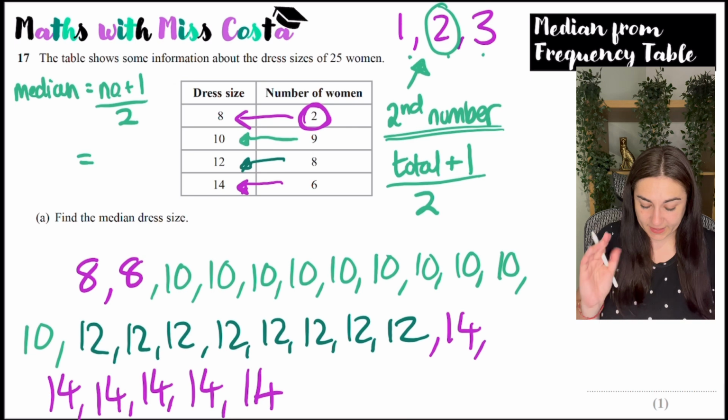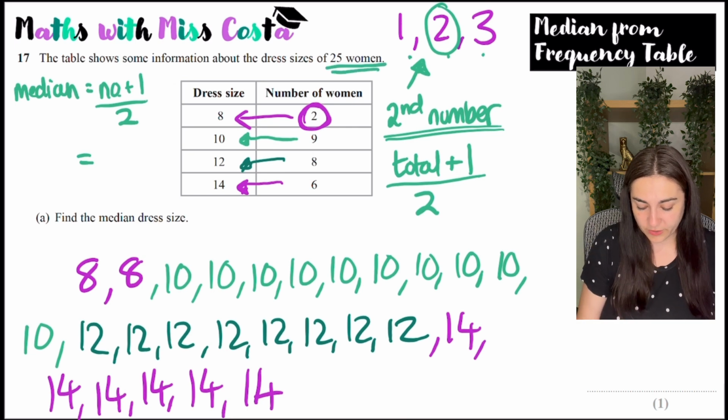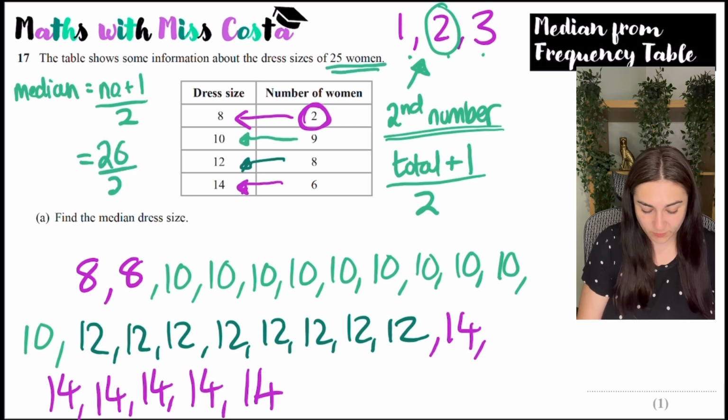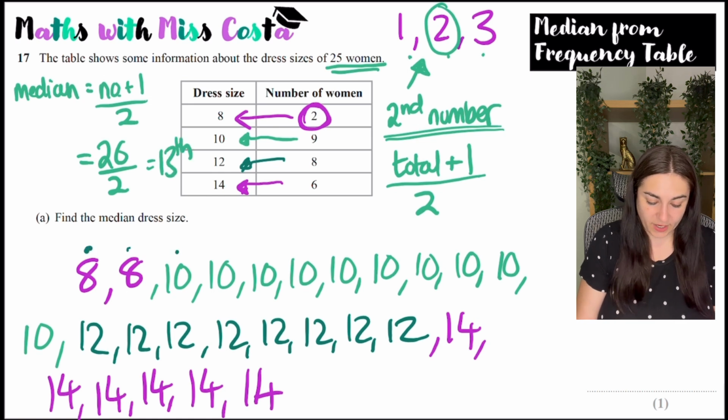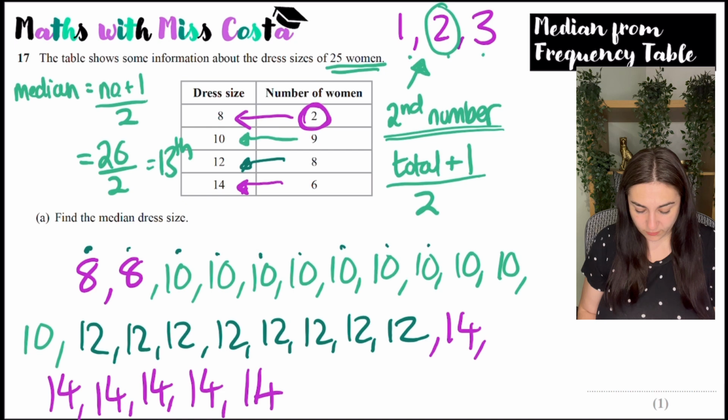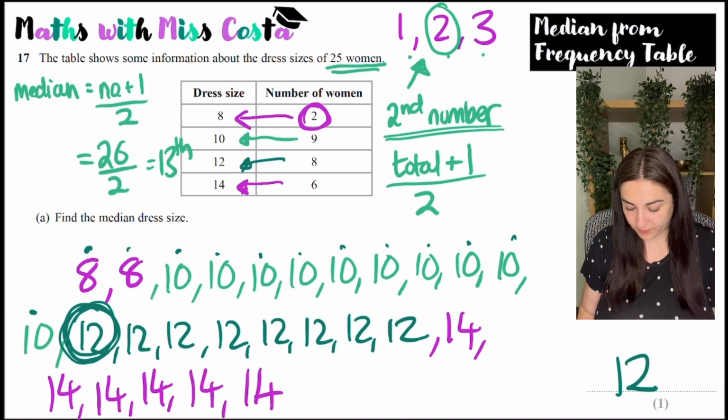And in this case, if we did the shortcut way, we could do 25 plus 1, which is 26, divided by 2, which is the 13th. So let's count. 1, 2, 3, 4, 5, 6, 7, 8, 9, 10, 11, 12, 13. So the 13th value would be a size 12.